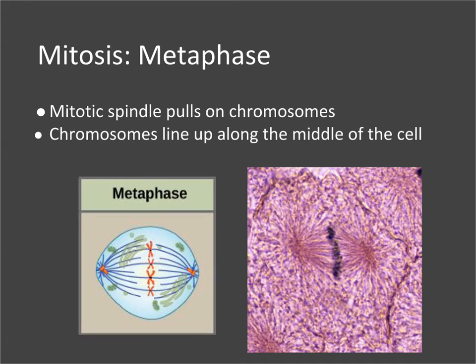The third phase of mitosis is known as metaphase. What happens with metaphase is that those chromosomes line up right along the middle of the cell. These dark structures here are the chromosomes. And then you can see those microtubule spindle fibers coming out from those centrioles, attaching to those chromosomes.